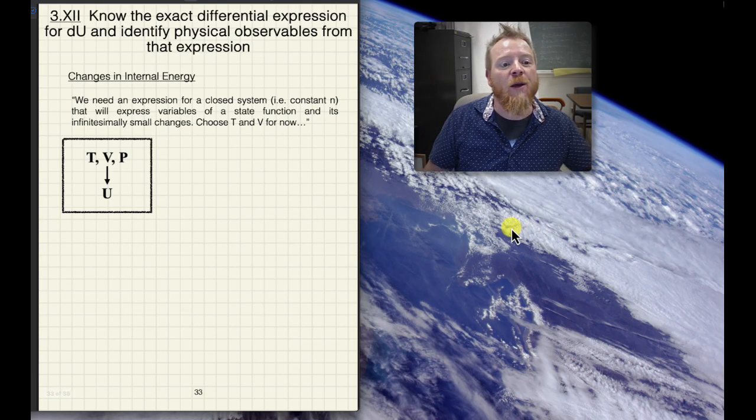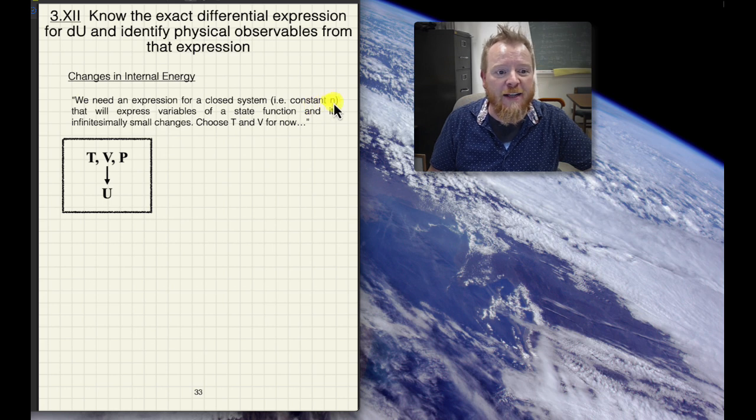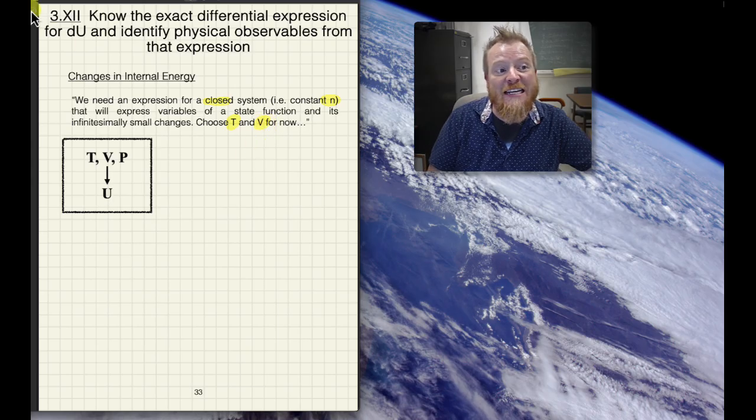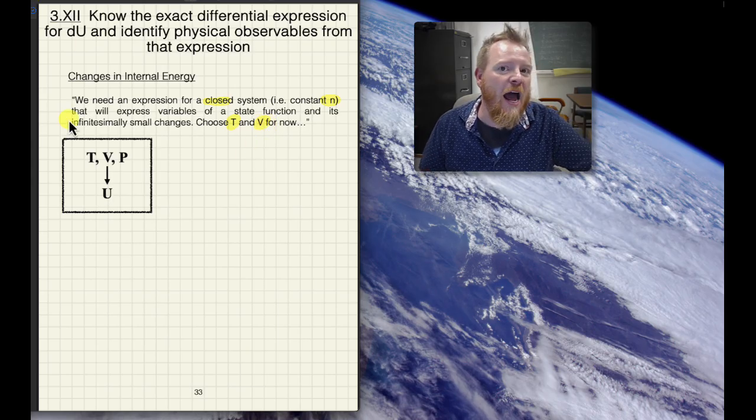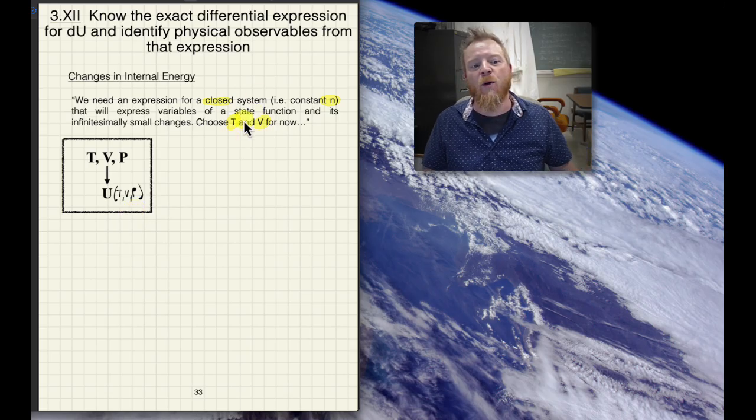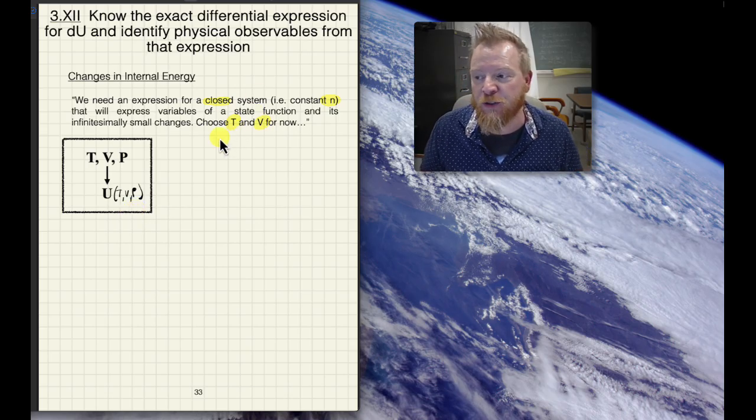So we want to come up with an expression for dU, and for now we're going to say constant number of n, so closed system, that will express our state function and its infinitesimally small changes. And for now we're going to choose T and V, but we'll see what happens when we put pressure in the mix. So we'll say U is a function of temperature, volume, and pressure, and we'll just look at those changes in temperature and volume.